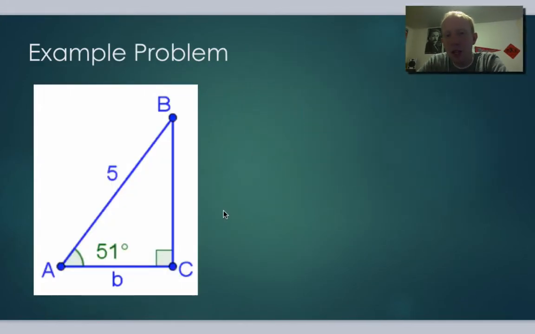So rather than describe the process of finding missing sides, let's just introduce a problem and see how we'd solve it. Okay. So let's say we have this right triangle right here. We're given an angle, we're given the length of the hypotenuse, and we want to find this side B.